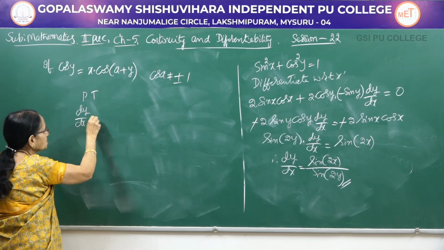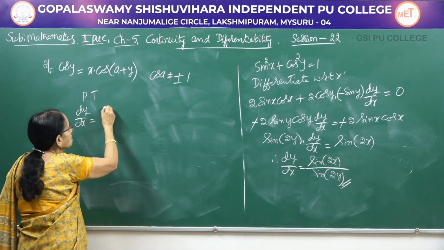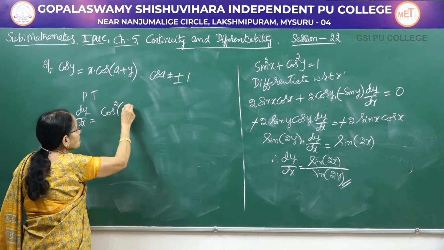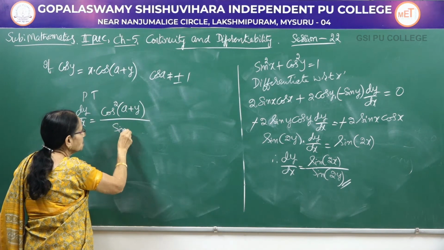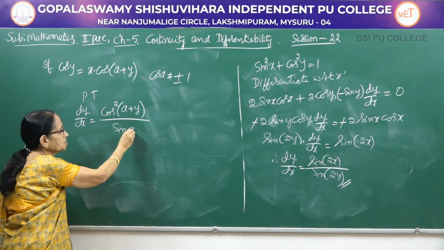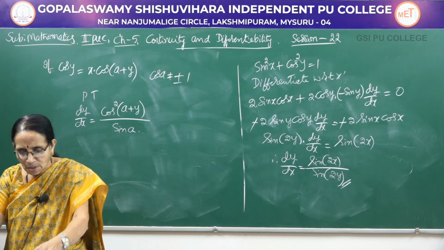dy by dx is equal to cos square of a plus y divided by sin a. Now this is the answer that is expected.